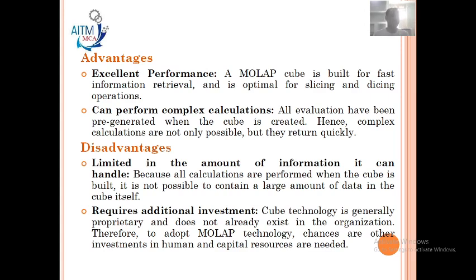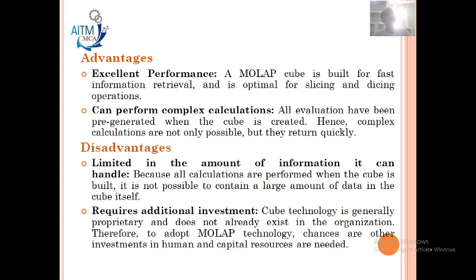What are the advantages of this? Excellent performance, which means performance is very quick. Why? Because the MOLAP cube is built for fast information retrieval. Aggregated data and calculated data will be there. So whatever information you need, you get it by performing various operations like drill down, roll up, slice and dice, or pivot. If you perform any of these operations, you can get the information within no time.